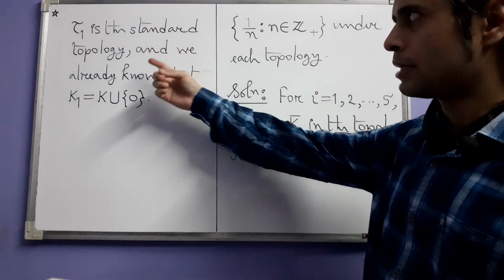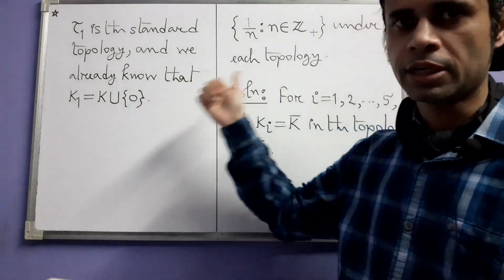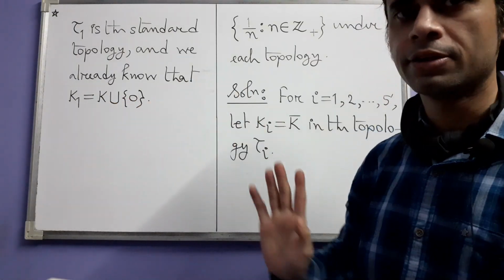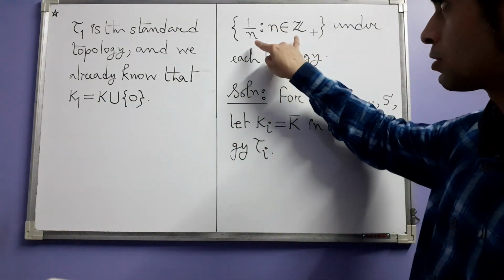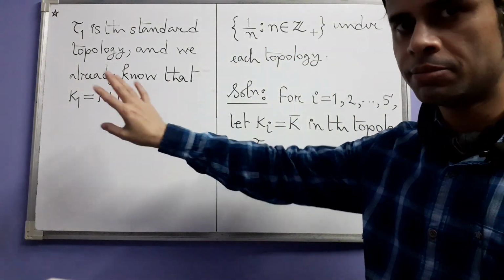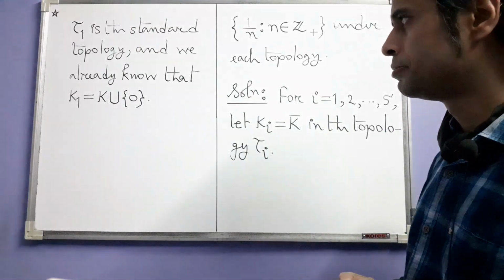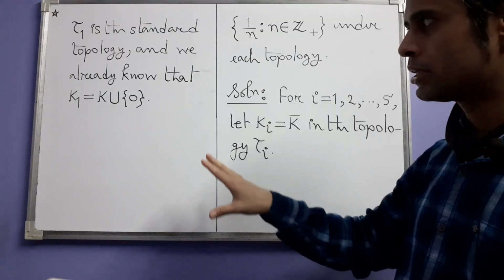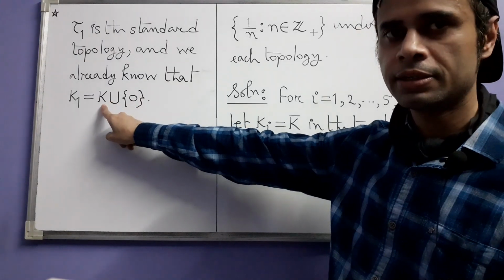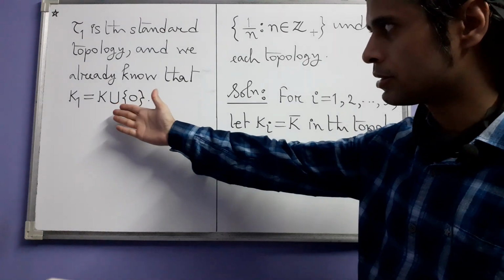Tau 1 is the standard topology on R, and for that topology we already know that the closure of K, that is K1, according to this notation, is K union the singleton set 0. In the standard topology, this set has only one limit point, which is this 0. So that will belong to the closure because that's also an adherent point. Adherent point means it's a point in the closure. And at the same time, every point in the set K of course will also be inside the closure. So that's why K1 in this case is this set.